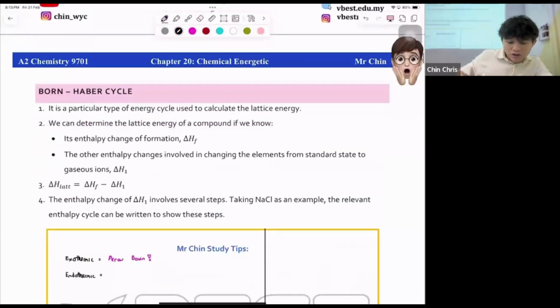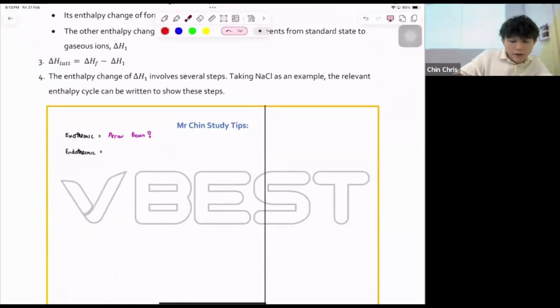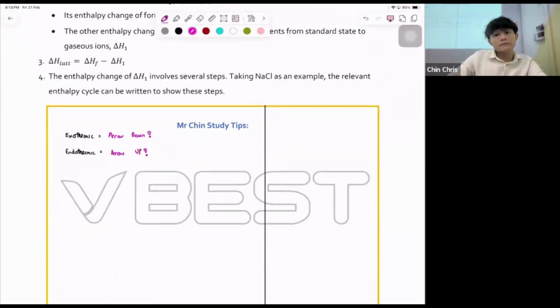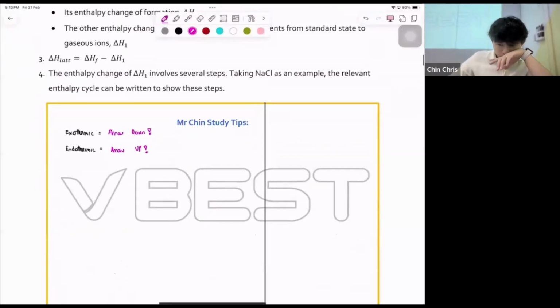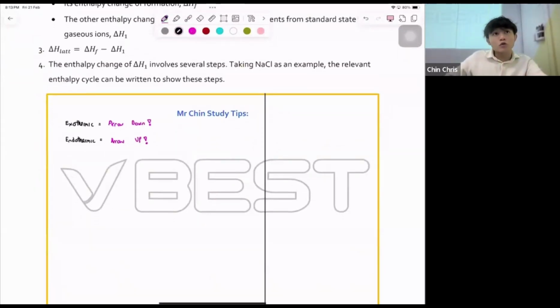Guys, page 6. But when you have any endothermic reaction, your arrows always go up. All right, guys, you see? To construct your Born-Haber diagram, first, what I want you to do is draw a ground state. And after that, state the product.